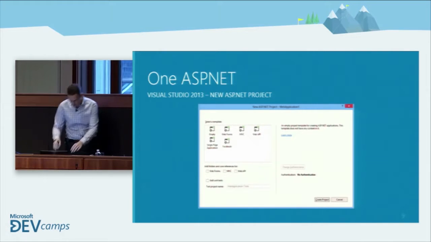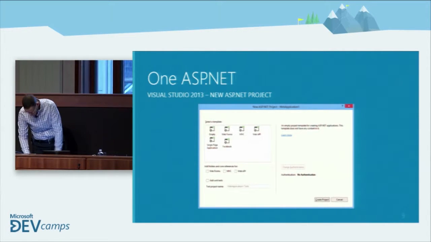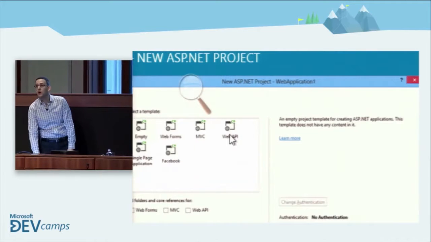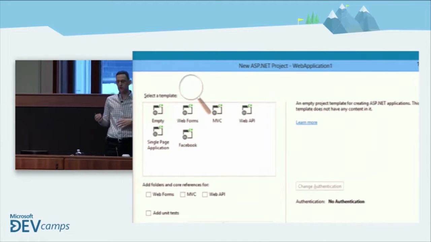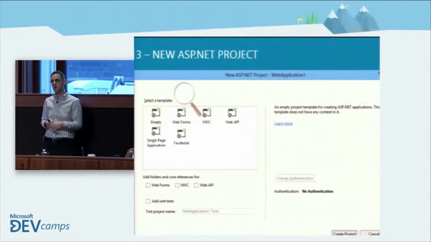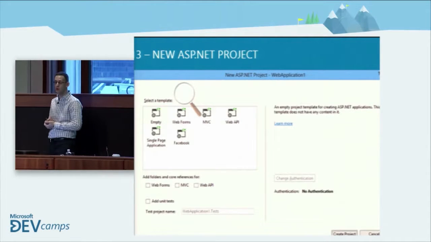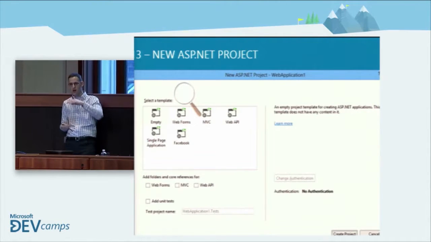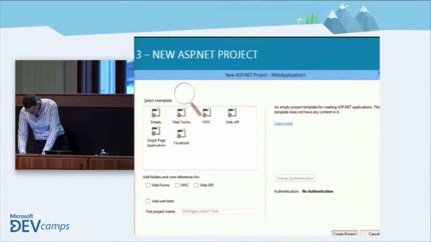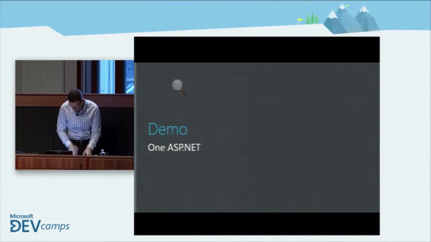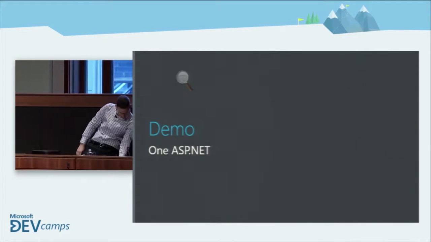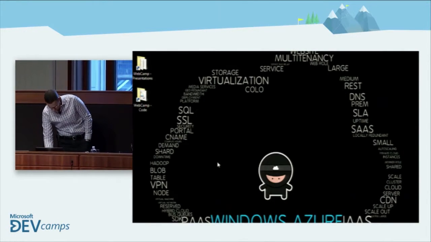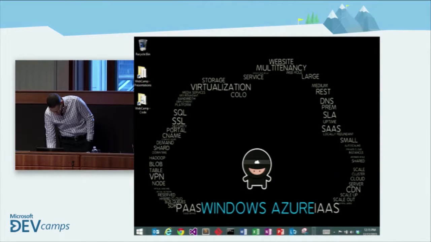So as I mentioned, if I can zoom in here. This is the new template selector. So I'm going to show you in just a minute, when you create a new project, you have one project type, but then it asks you what type of template would you like to start with. And this is a starting point you can always add on top of as you're developing. So let me show you real quick about this One ASP.NET concept by going over to my dev box here. And I'm simply going to start by launching Visual Studio.